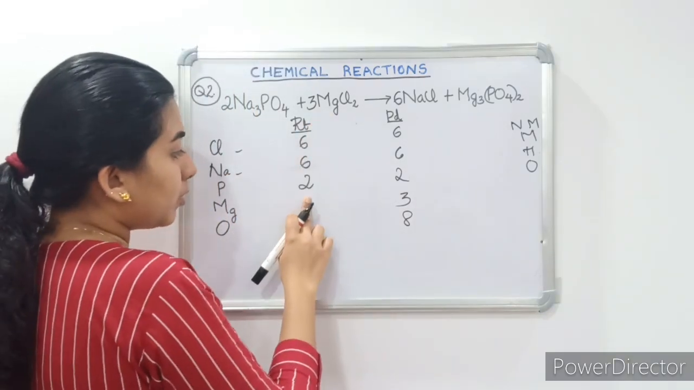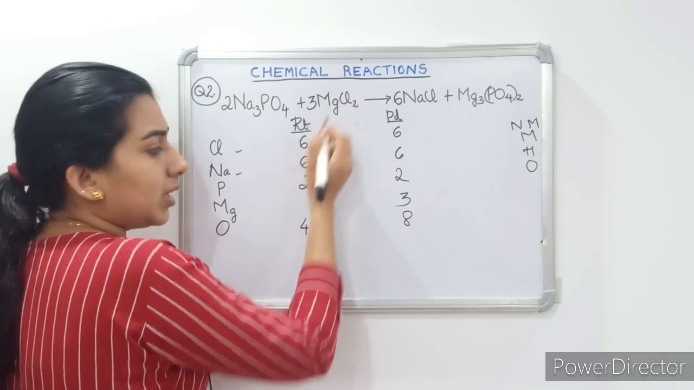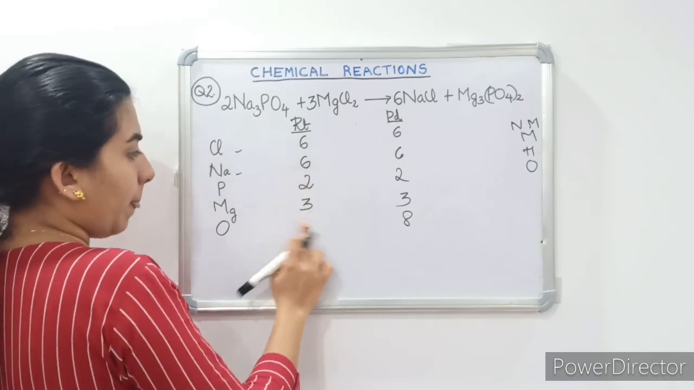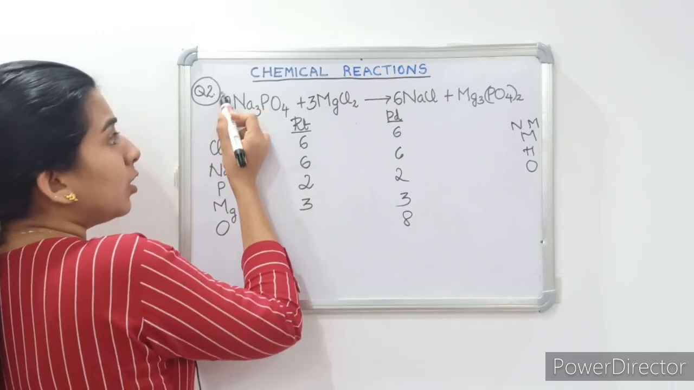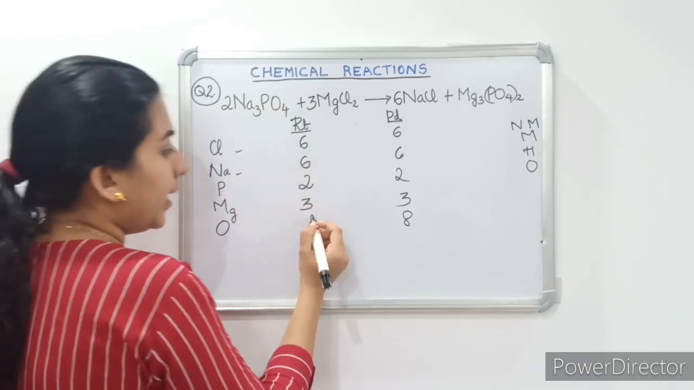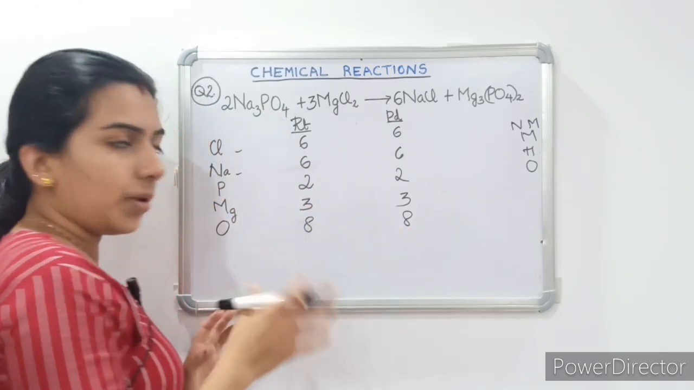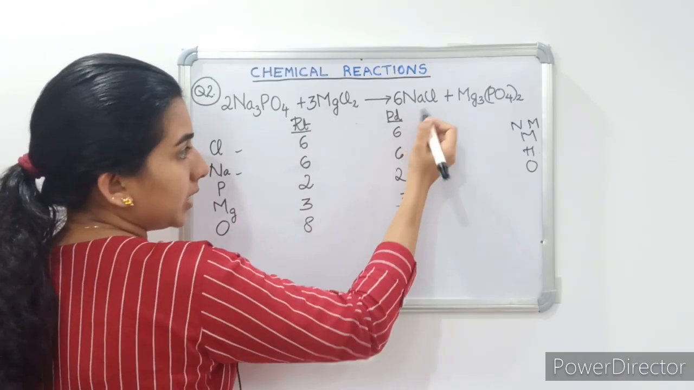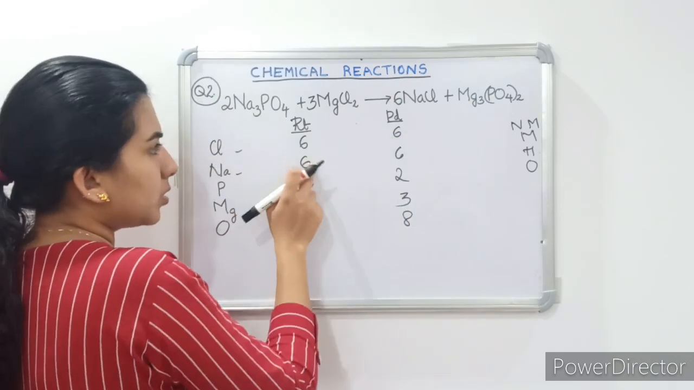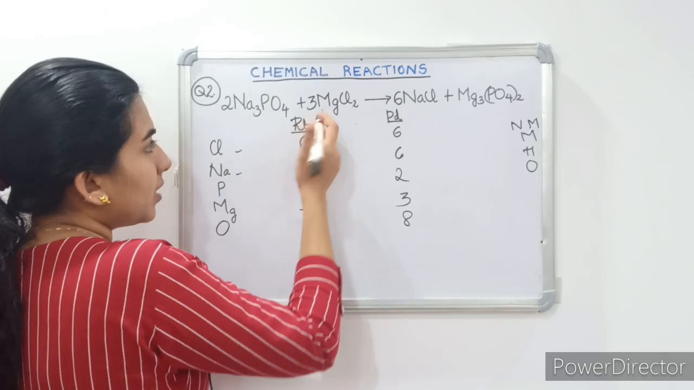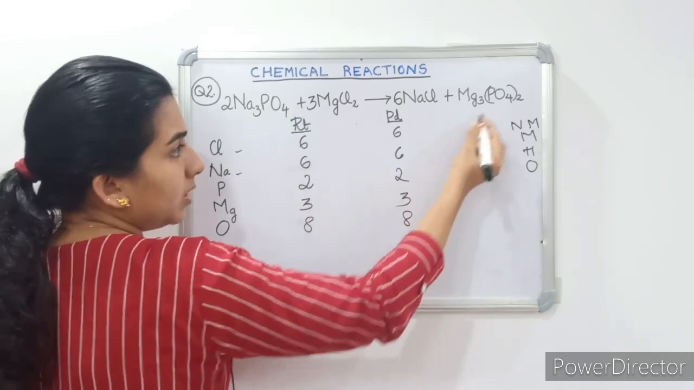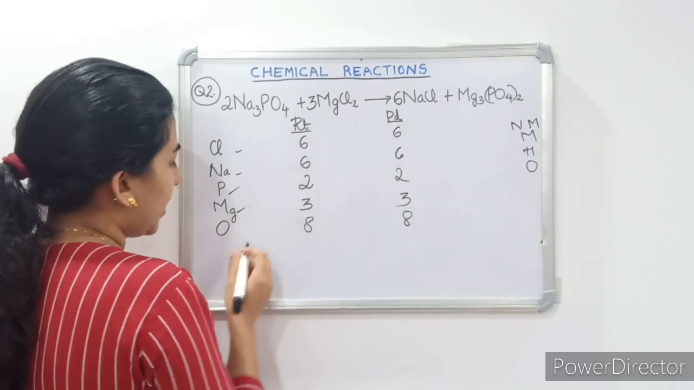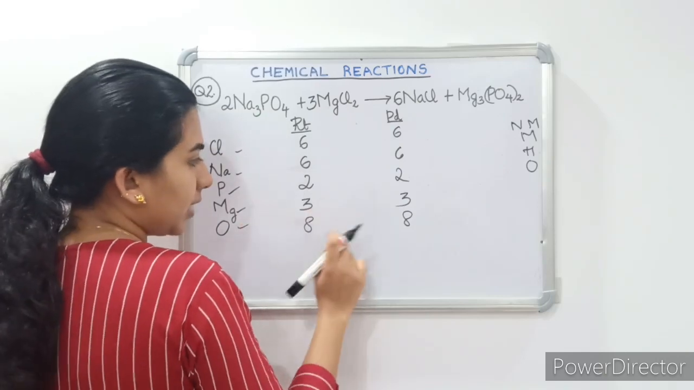Now magnesium also gets automatically balanced while adding a coefficient 3. It will become 3 on the reactant side and 3 on the product side. Now oxygen also, we have added a coefficient 2 here which will make 4 into 2, 8 oxygen on the reactant side and 8 oxygen on the product side. So once again recheck. Chlorine, it is 3 into 2, 6, 6 chlorine balanced. Now sodium, 3 into 2, 6, 6 sodium balanced. Phosphorus, 2 phosphorus and 2 phosphorus balanced. Magnesium, 3 magnesium and 3 magnesium balanced. Oxygen is 4 into 2, 8, 8 balanced.